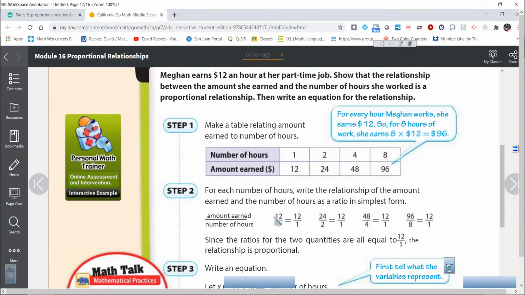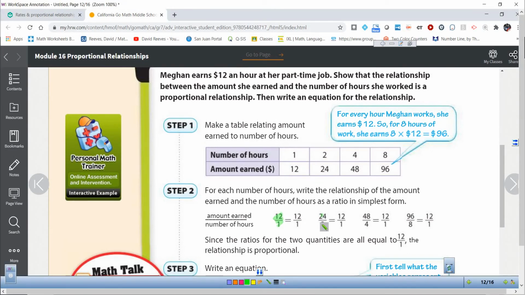And by the way, these would all be called what kind of ratios? Equivalent ratios, right? And if I put any two of those equivalent ratios equal to each other, what would I have? I would have a proportion, right? 48 over 4 equals 96 over 8. Those are equivalent ratios. So therefore, they form a proportion, right?